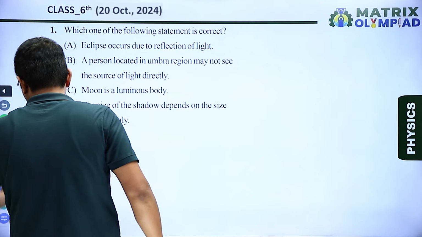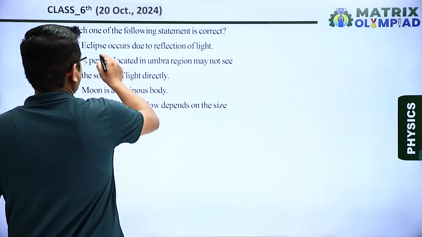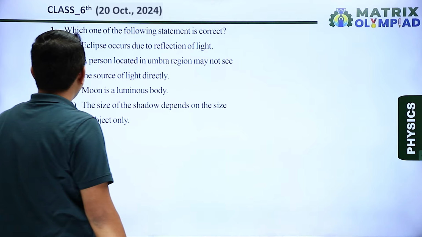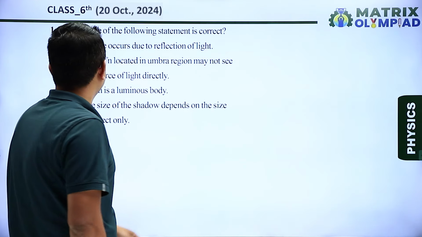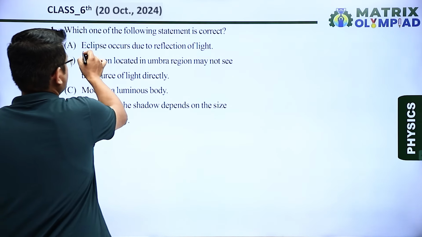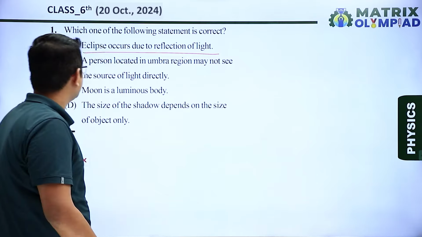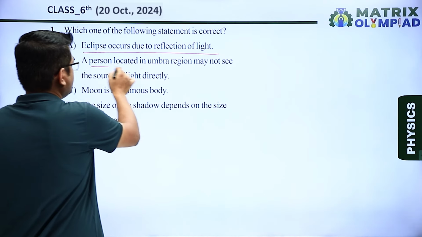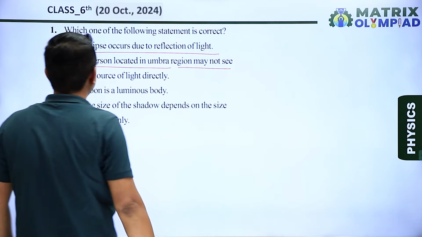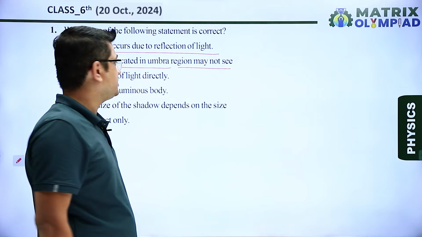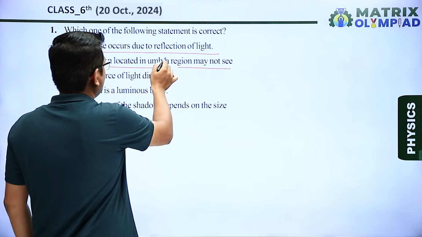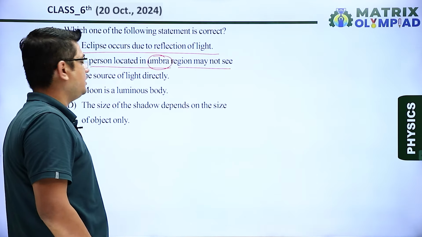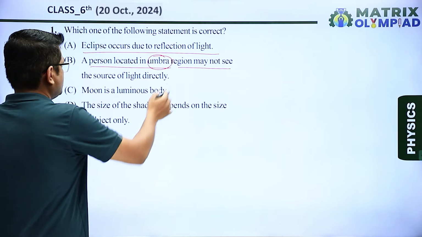Our first question, number 1. Which of the following statements is correct? So out of these we have to choose the correct statement. Eclipse occurs due to reflection of light. No, this is a wrong statement. A person located in the umbra region may not see the source of light directly. Yes, this is a true statement, because the person located in the umbra can't see the light directly.